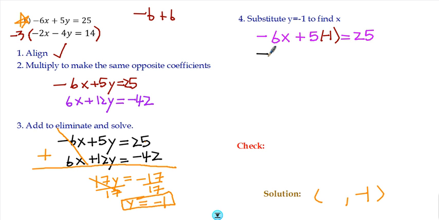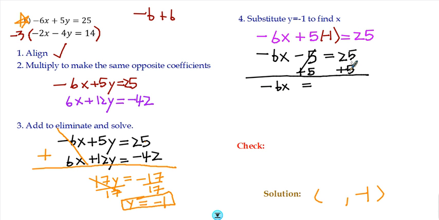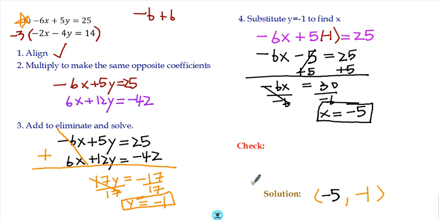Then we'll have negative 6x. 5 times negative 1 is minus 5, so negative 6x minus 5 equals 25. Then add 5 to both sides. I will have that negative 6x is equal to 25 plus 5, which is 30. Divide both sides by negative 6. Then x will be equal to negative 5, since 30 divided by negative 6 is negative 5. So I found the other half of my answer. So far my solution is negative 5 comma negative 1.